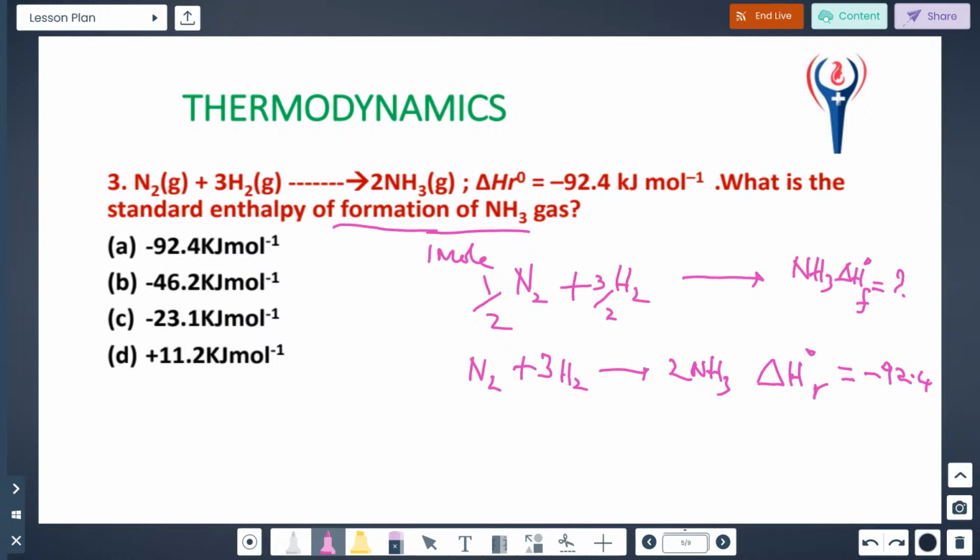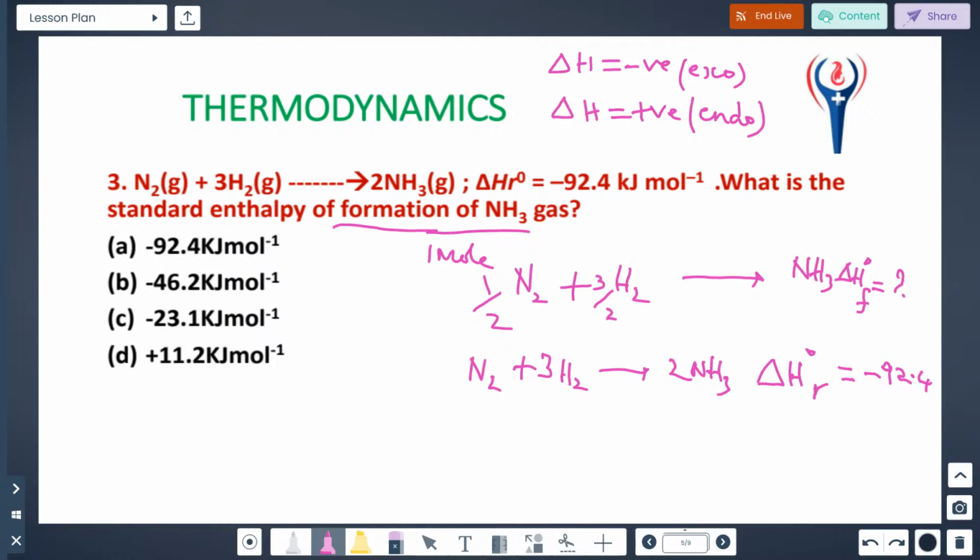evolved. Whenever del H is negative, it is always an exothermic reaction, you know that. Understood? Are you following? Whenever del H is negative, it is called an exothermic reaction. Whenever del H is positive, it is an endothermic reaction. Understood? It's a basic one, you must know.